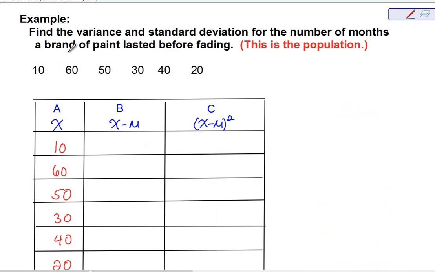The example that we have here is find the variance and standard deviation for the number of months a brand of paint lasted before it faded. And it tells us that this is the population. So we're going to be using the same thing that we have before. We're given that one brand lasted 10 months, one lasted 60, one lasted 50, one lasted 30, one lasted 40, and one lasted 20.